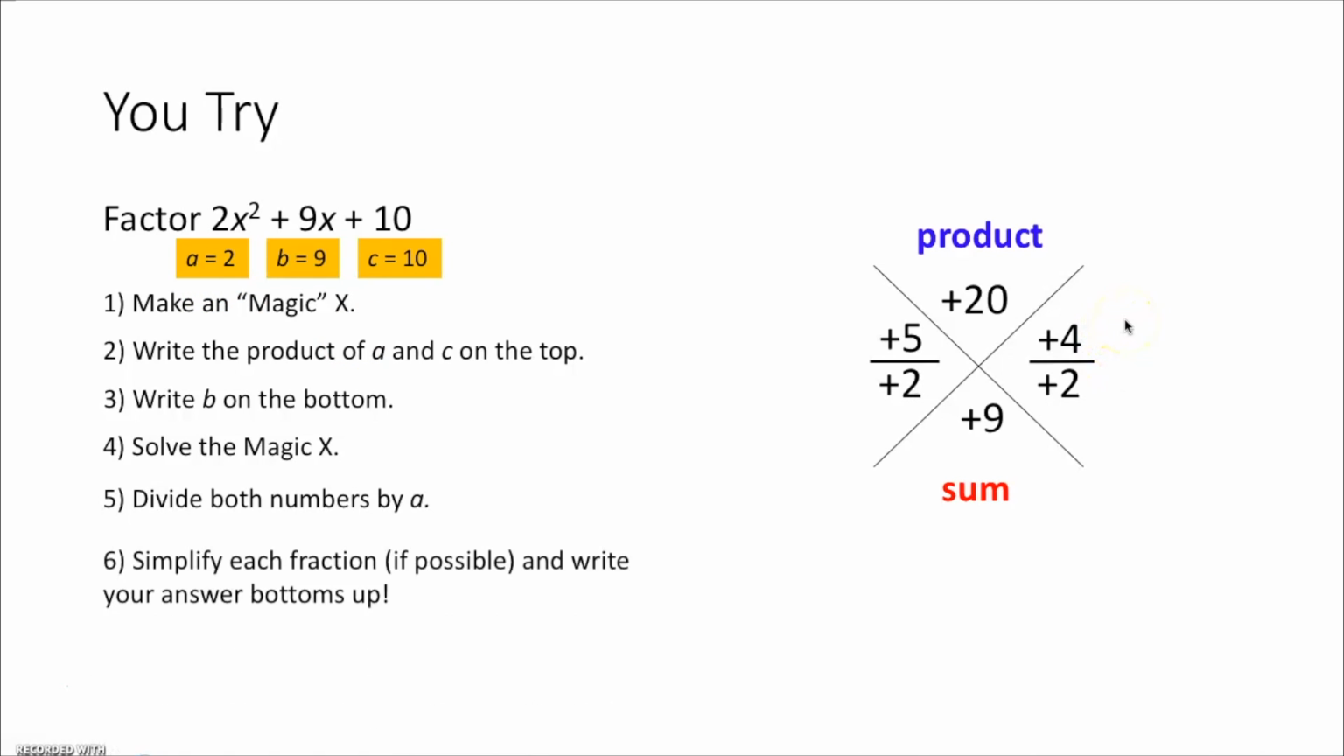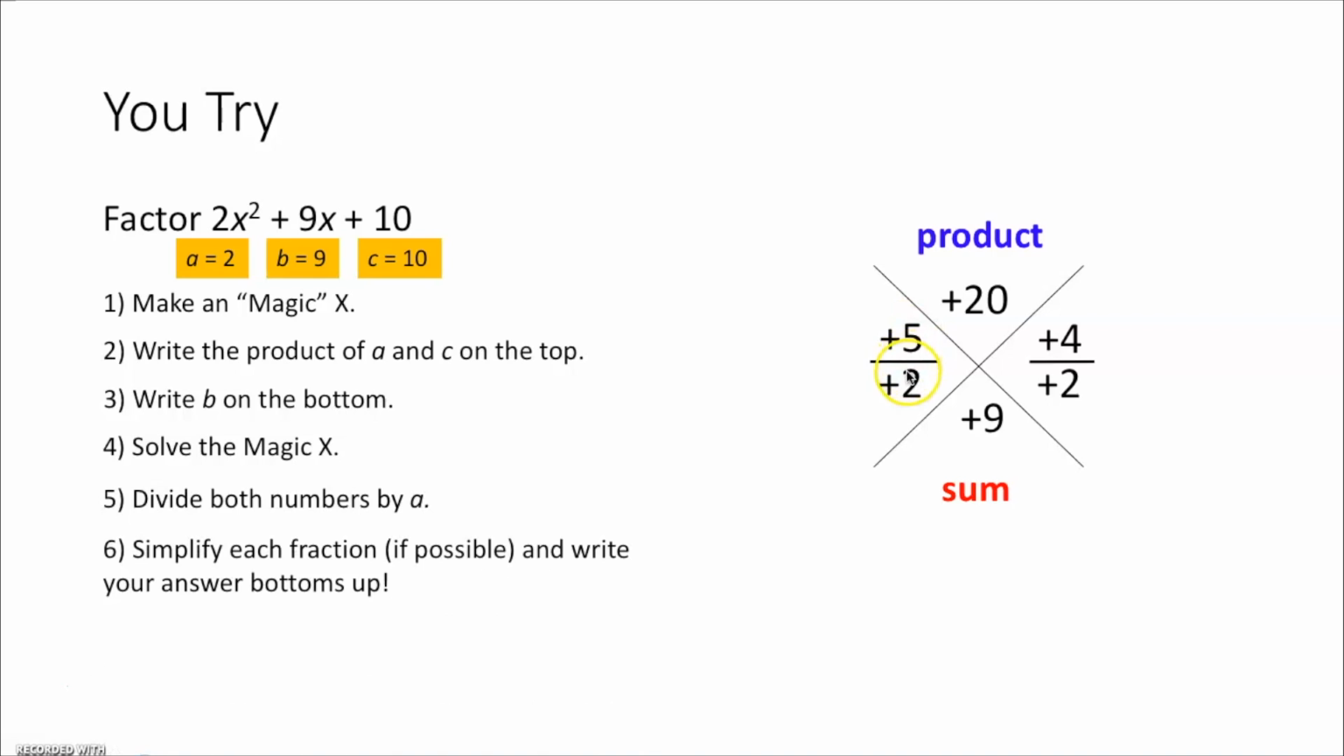And we simplify our fractions. Can we simplify 5 over 2? No, that's as simplified as that fraction gets. Over here, 4 over 2. Yeah, technically it simplifies to 2, but I want to leave it as a fraction, so it helps me go bottoms up. So it's going to be 2 over 1.